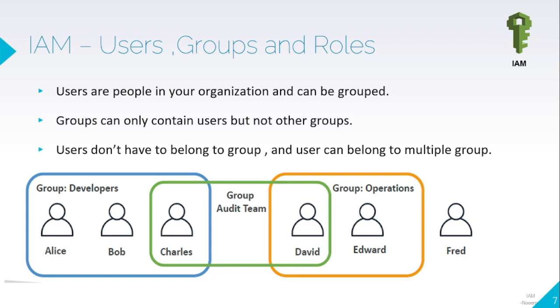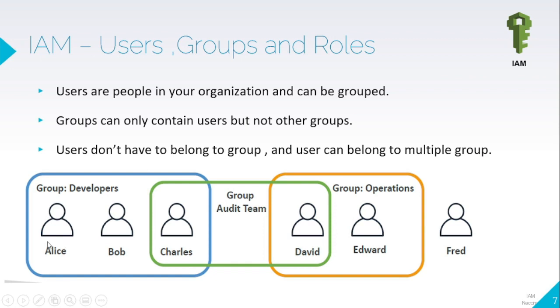So let us create an organization. In our organization, we have 6 people in total. Who are those people? We have Alice, Bob, Charles, David, Edward and Fred. These are the 6 people who are there in my organization.